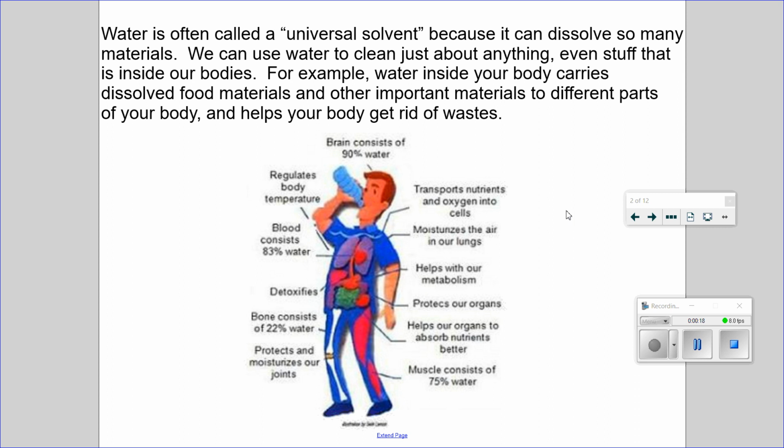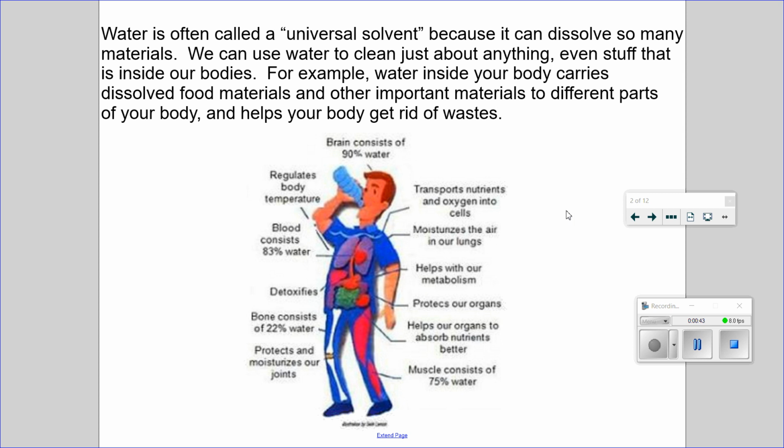Water is often called a universal solvent because it can dissolve so many materials. We can use water to clean just about anything, even stuff that is inside our bodies. For example, water inside your body carries dissolved food materials and other important materials to different parts of your body. It helps your body get rid of waste.